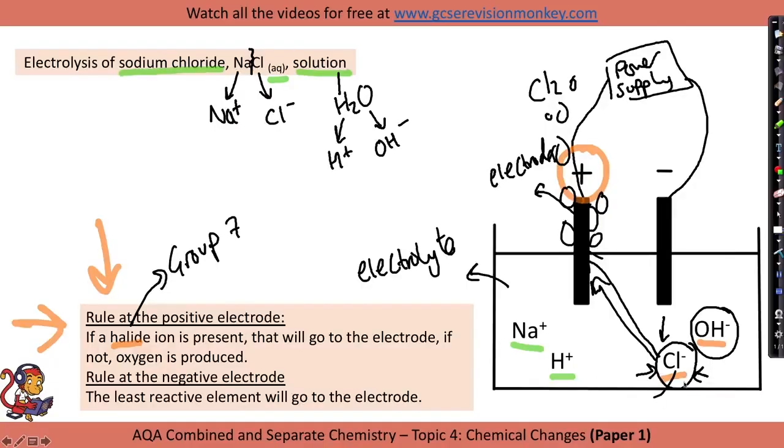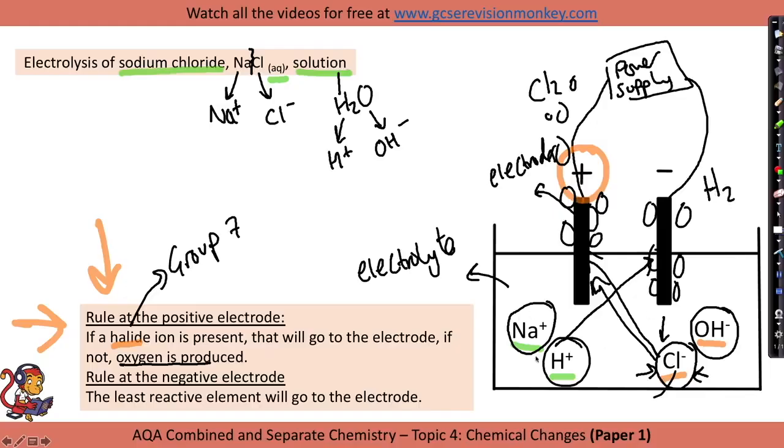If that wasn't there, oxygen would have been produced. Now at the negative electrode, the rule is the least reactive element will go to the electrode. So these are the two that we've got. We've got sodium ion and hydrogen ion. We need to know our reactivity series for this practical. So out of these two, hydrogen is the least reactive, so that goes to the negative electrode and again goes off as an H2 molecule.